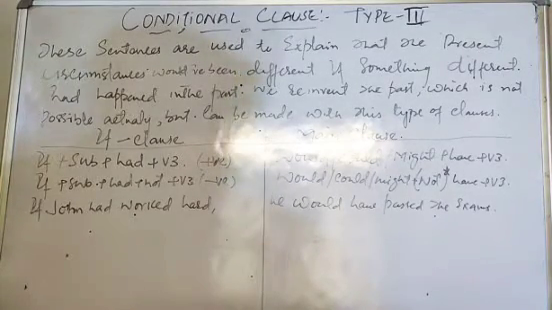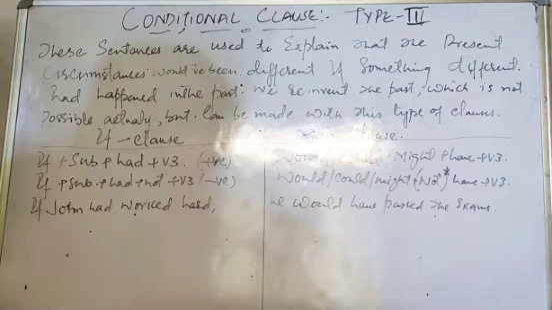This is conditional class type 3rd. For the last few days we have been trying to understand the concept of conditional clauses, and this is its type 3rd. Conditional clauses are basically hypothetical clauses. These are imaginary clauses, and they are actually a stipulation for a desired result.